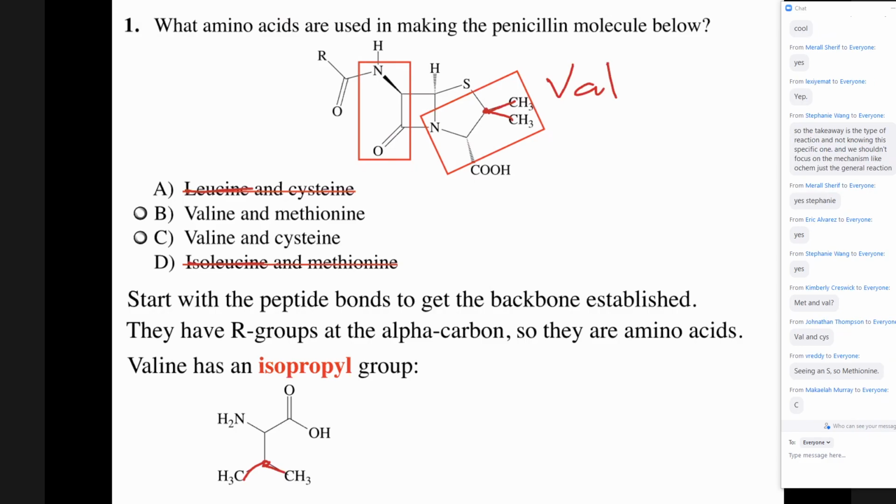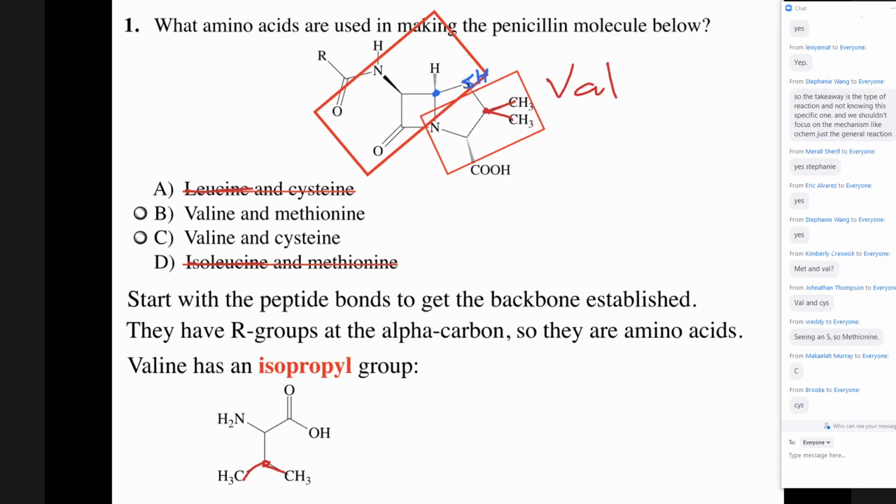Okay, what else then? Methionine and cysteine, which one has a CH2 and an S, possibly an H on it? Methionine couldn't form it. This one has to be that. So cysteine.